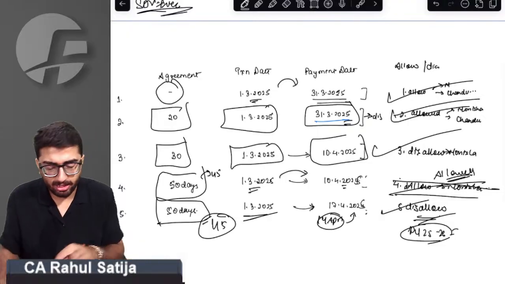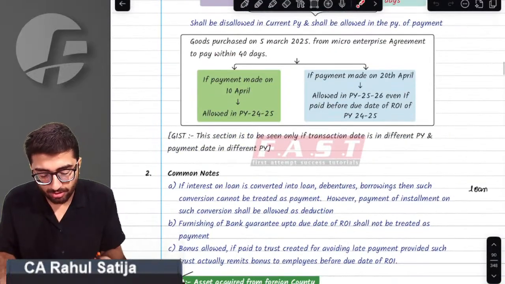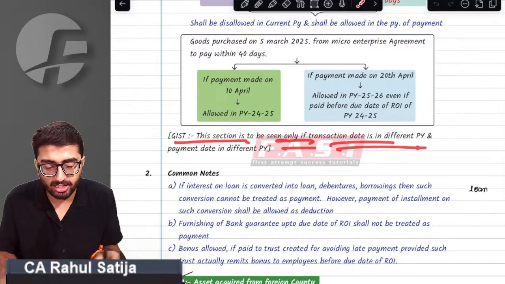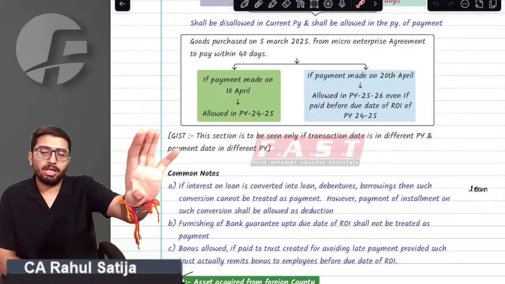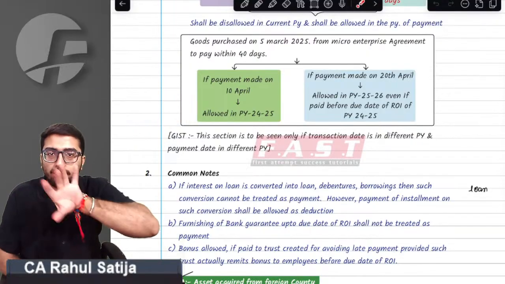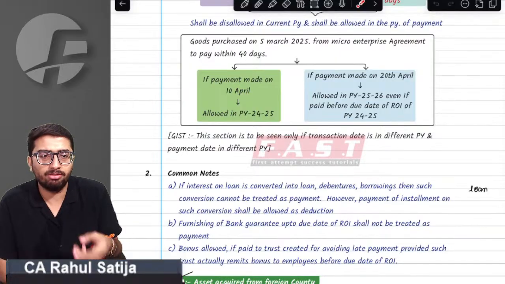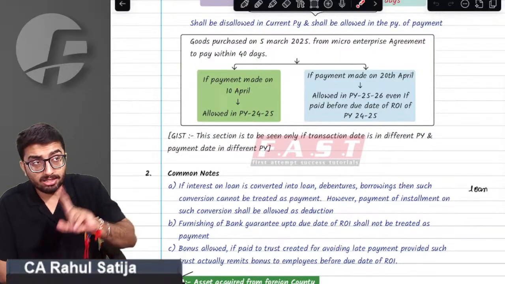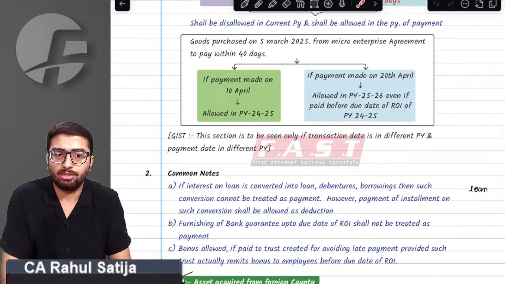Beautiful attempt by everybody who tried to attempt this question. The gist of the provision is that this section is to be seen only if the transaction date is in a different previous year and the payment date is in a different previous year. If the transaction date and payment date are in the same previous year, then there is no point in checking, because the same will always be allowed. But if the transaction date is in one year and the payment date in another, then in that case we have to check it.